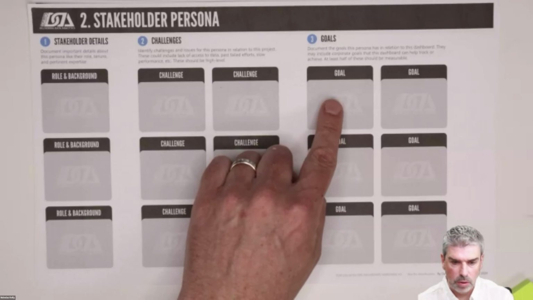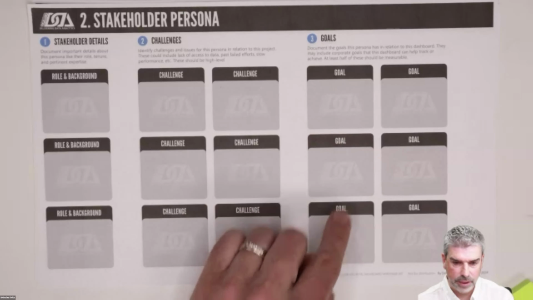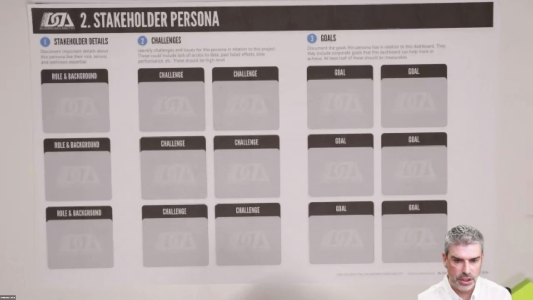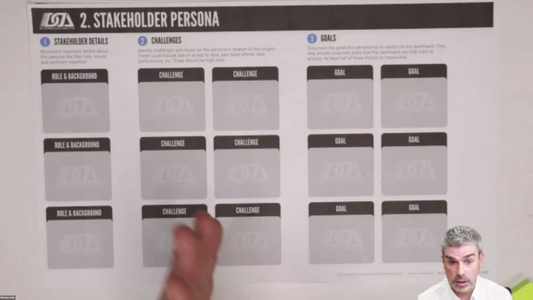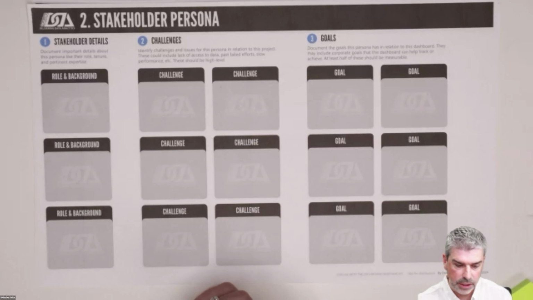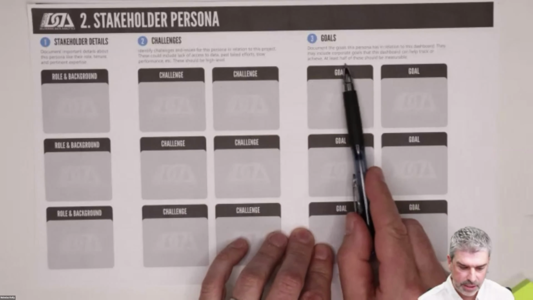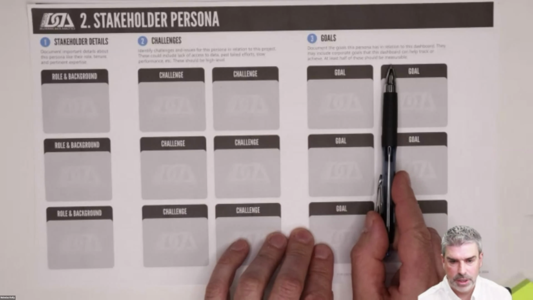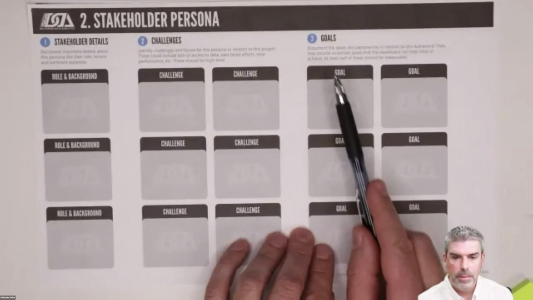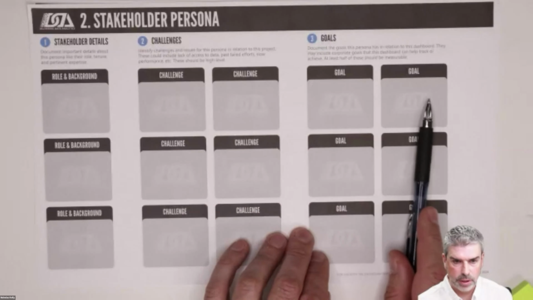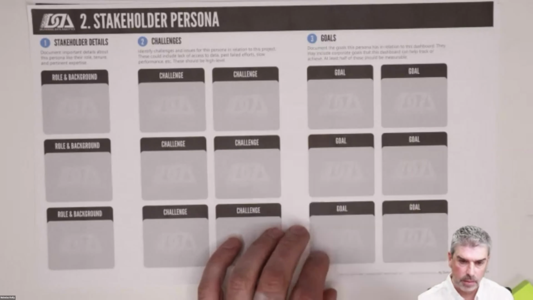Finally, their goals. So what are the goals that this stakeholder has in relation to this project, in relation to this dashboard? And Bronson, that goes back to what you said, which is having SMART goals. We want these to be as measurable as possible. I generally advise at least half of these should be measurable, because these are what's going to hold us to account with our dashboard. These are the goals that are going to be important.